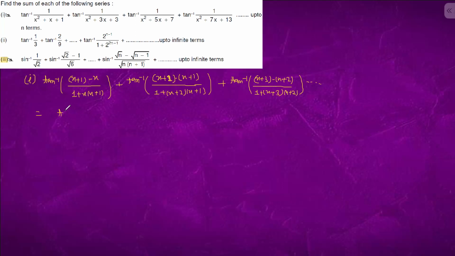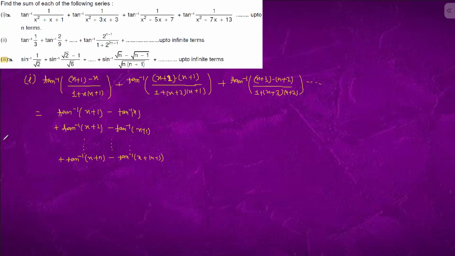Can we write this as tan inverse x plus 1 minus tan inverse x? Similarly, the second term will be what? Tan inverse x plus 2 minus tan inverse x plus 1. This will go up to n terms. So at 1 it is 1, at 2 it is 2, at n it will be what? Tan inverse x plus n, minus tan inverse x plus n minus 1.